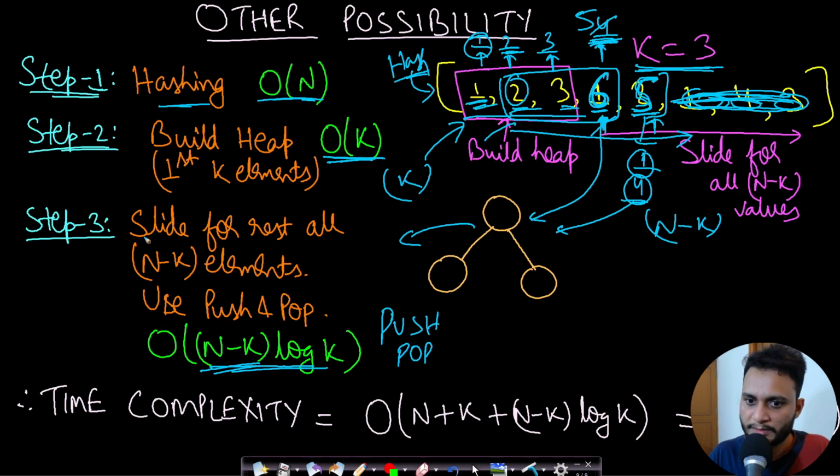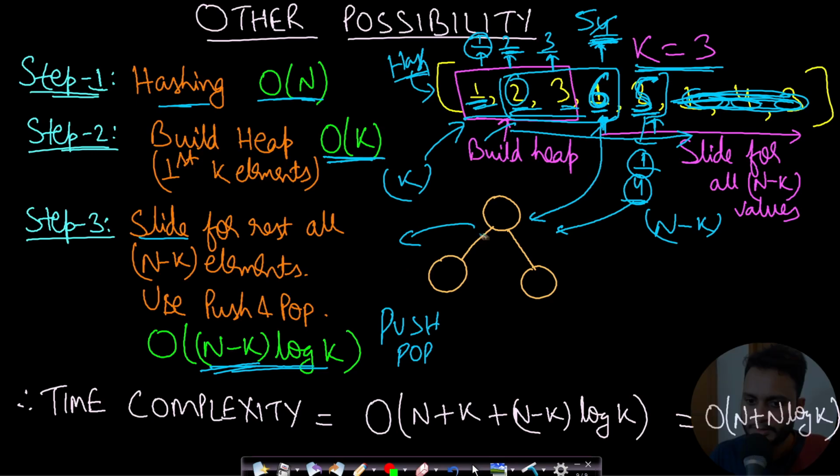So we are applying a sliding window technique and applying it on a heap. The total time complexity in this case will be n plus k plus n minus k log k. And if you simplify it, you will find that it is n plus n log k.